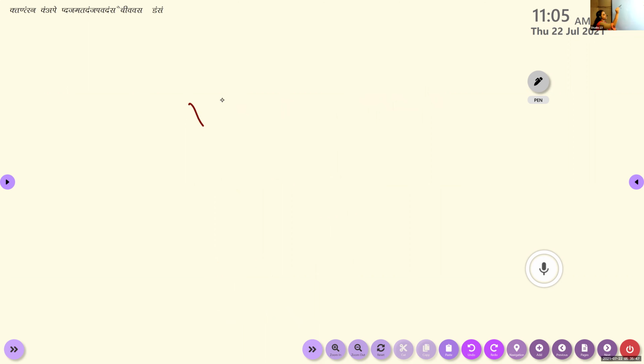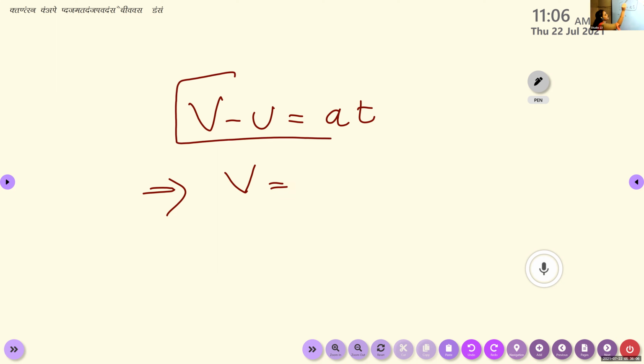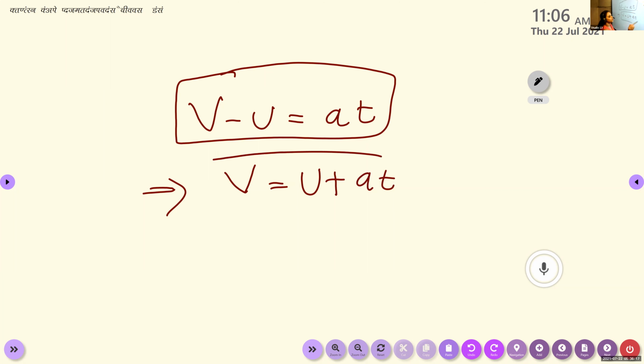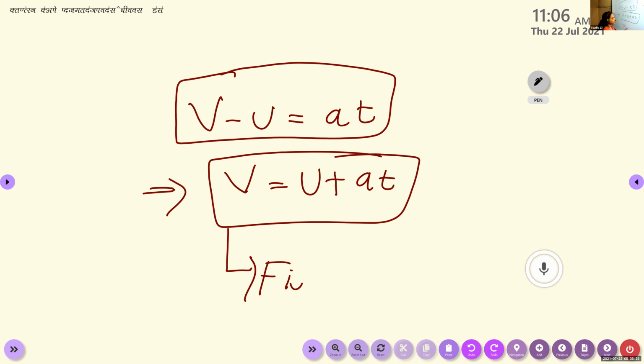Or we can write V minus U is equal to AT. AT is equal to V minus U. Which implies, what is V? Final velocity. From this equation, can you form an equation for the final velocity V? V is equal to U plus AT. And what does V is equal to U plus AT represent? Very good. It is our first equation of motion. Hence, it is proved. This is the first equation of motion.